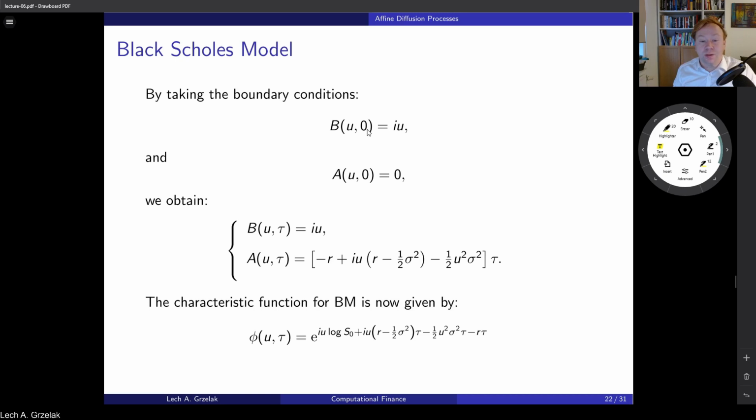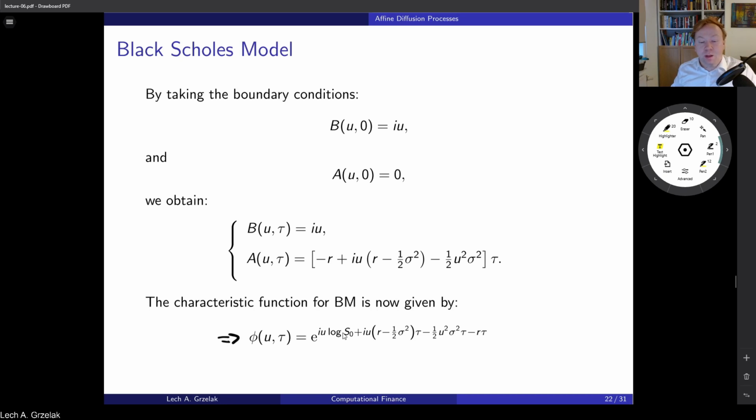So B at time 0 is iu. So at the final stage, we have iu for B, and we have 0 for A. And then we have the following characteristic function for the Black-Scholes model.